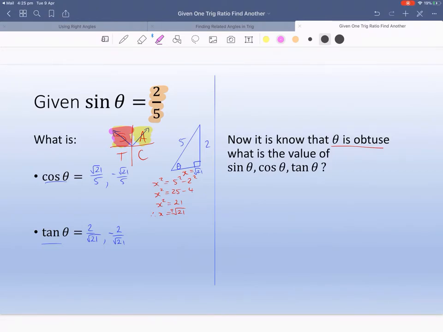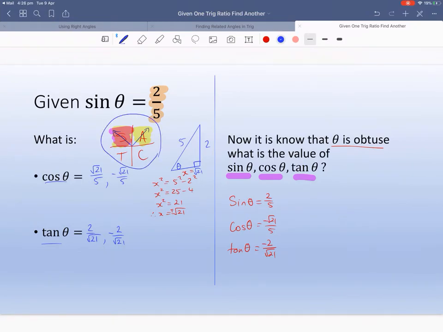So given this information, what is sine theta, cos theta, and tan theta? Well, hopefully we know that sine theta is still positive because it's positive in that second quadrant. Cos theta in that second quadrant will be negative, so we're just using that negative one. And tan theta also in that quadrant, because in that quadrant only sine is positive, will be negative 2 over root 21. So if I were to recap the main points, we always need to do our all stations to central. It is key to what we're doing. And then we just answer according to what the question gives us.